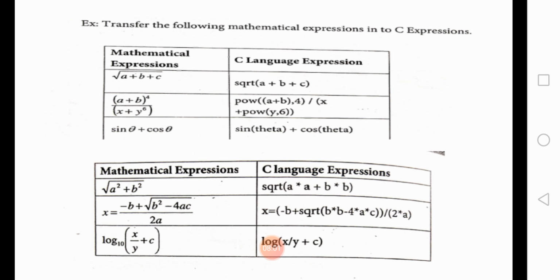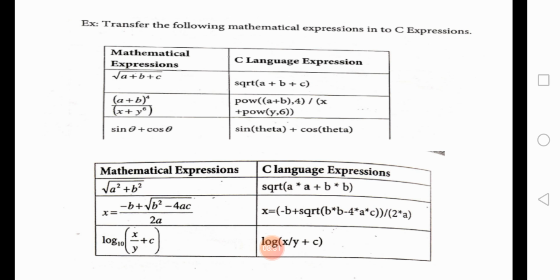Square root of a star a plus b star b. x equals minus b plus square root of b square minus 4ac divided by 2a, that is x equal to minus b plus square root of b star b minus 4 star a star c, closing parenthesis, divided by 2 star a. Log10 of x divided by y plus c. How to represent that as a C language expression: log of x divided by y plus c. This is about transforming the following mathematical expressions into C expressions.